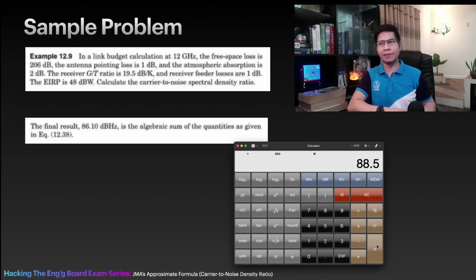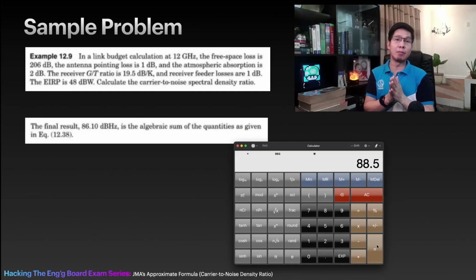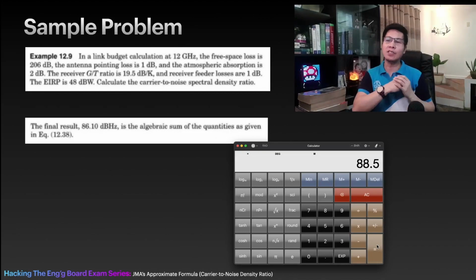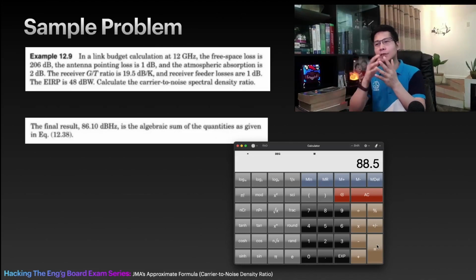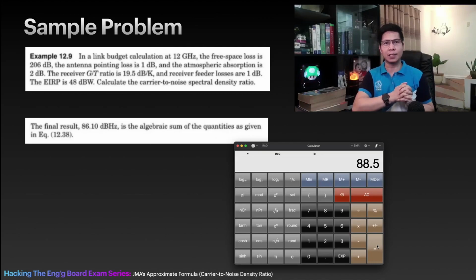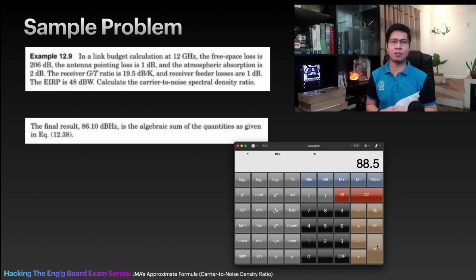And that is now closer doon sa 86.1 dB na sagot doon sa textbook. So pag nakakita ka ng choices, most probably, makikita mo na din yung most probable answer. Kasi malapit na yung sagot natin, which is 88.5, 86 dB, mga 2 dB na lang yung margin. Yan yung sa isang textbook. Still, applicable pa din yung ating JMA's shortcut formula. 2 dB lang. Yung kanina, almost 1 dB lang yung pagitan eh.